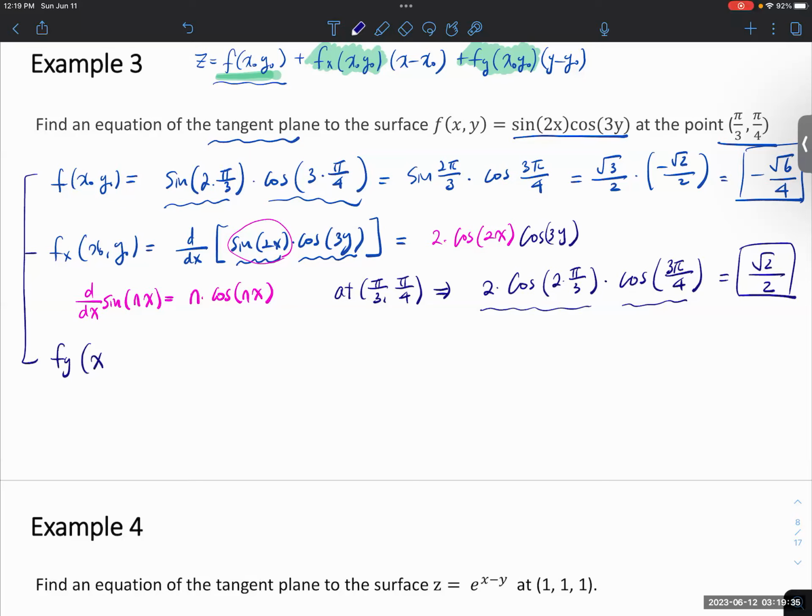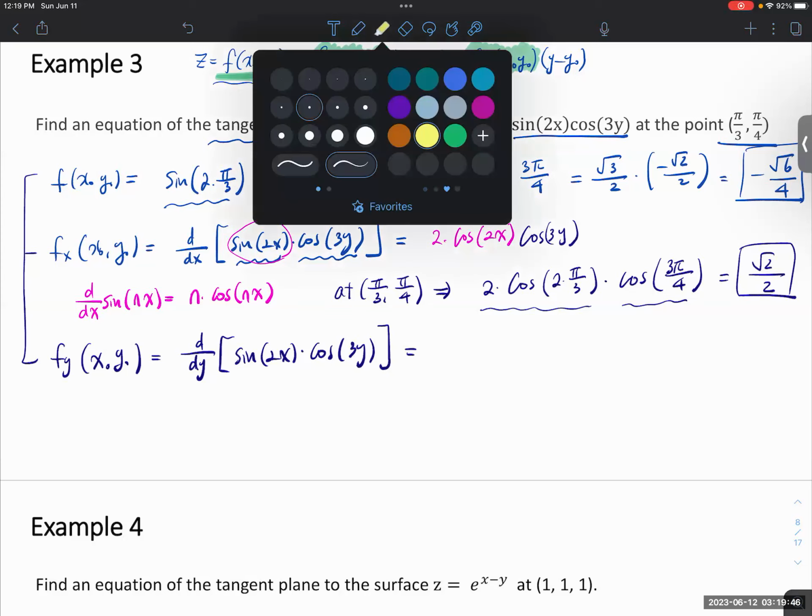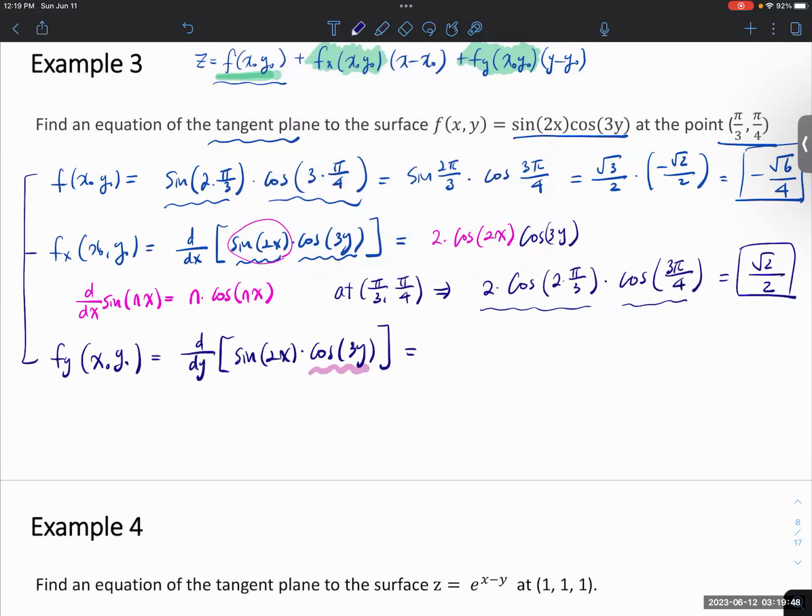The y partial derivative. So d over dy of sine 2x cosine 3y. This time, sine 2x is going to be constant, so I'm going to keep sine 2x. And then for cosine 3y, the derivative of cosine is negative sine, so negative 3 times sine 3y. Take a look at it.